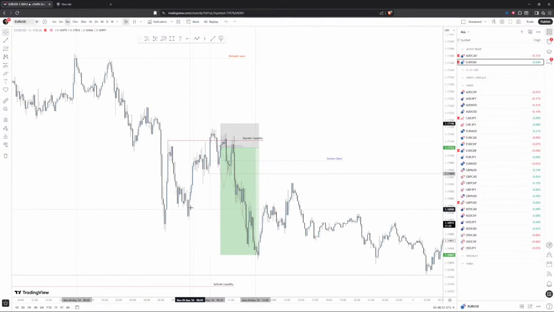So it created a high over here. We swept the high, okay, and we displaced. We then had the displacement back, taking out some of these lows in a small time frame. We had a fair value gap here, drawn by this small rectangle. Let me see if I can zoom in a little bit for you.